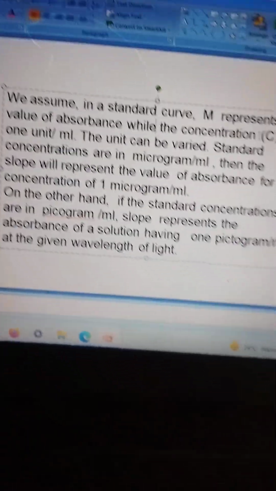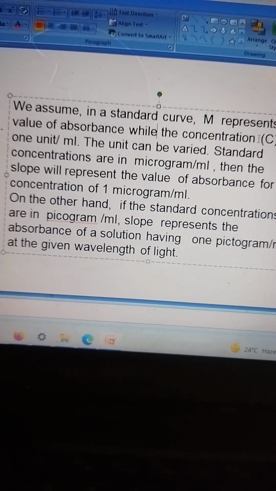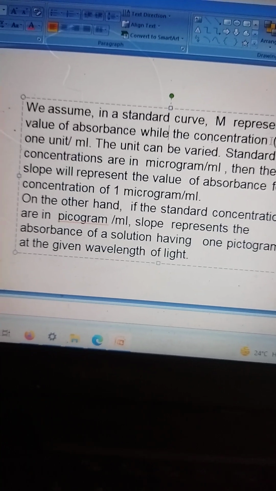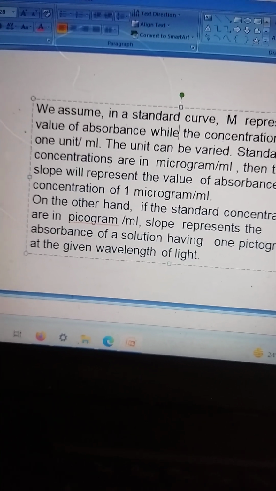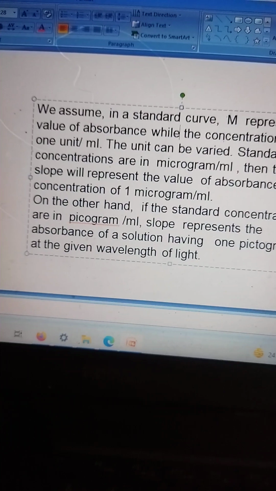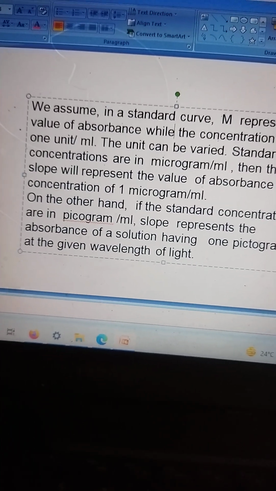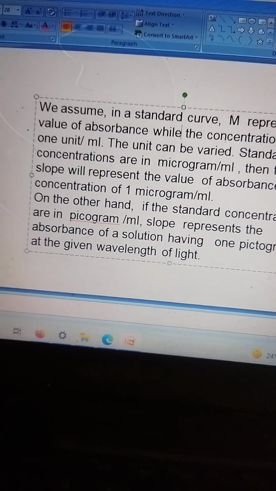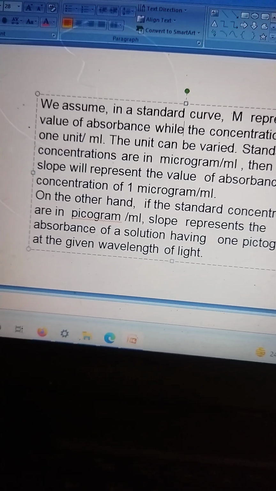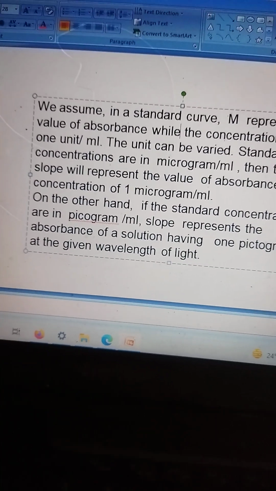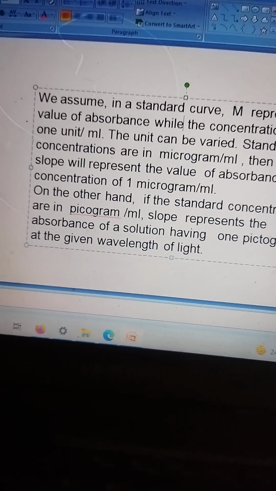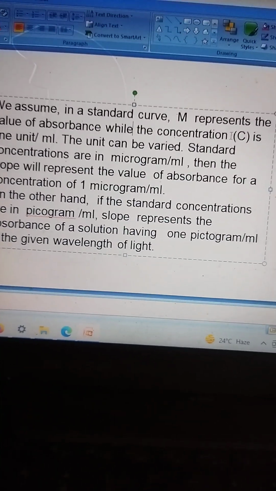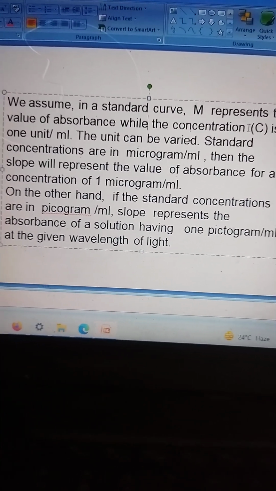You know, the classical equation of the standard curve is y is equal to mx plus c. Y is the value of absorbance which we get from the spectrophotometer, and m is the slope value. Now, m represents the value of absorbance, that is, the slope represents the value of absorbance when the concentration is 1 unit per ml.